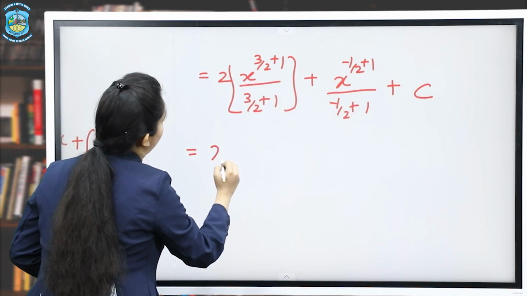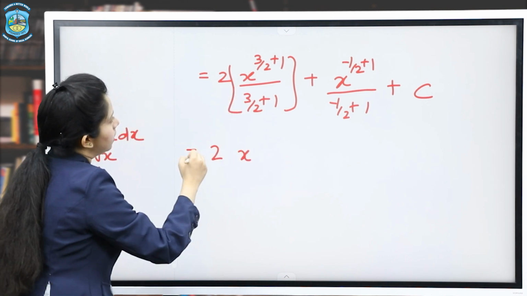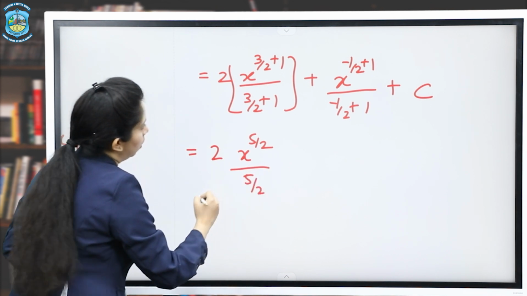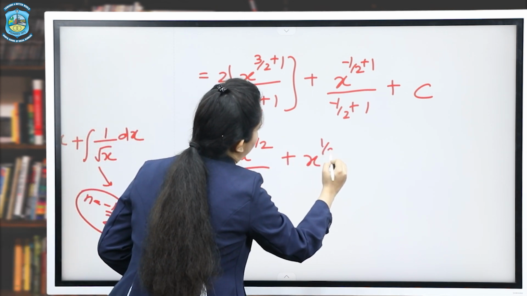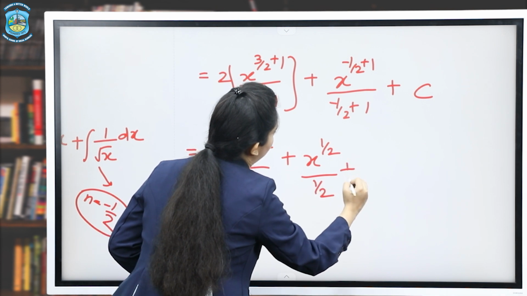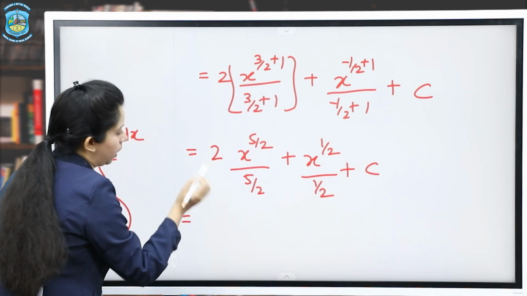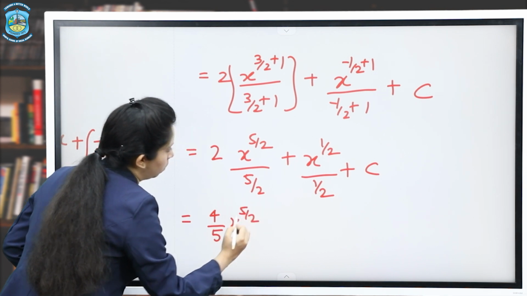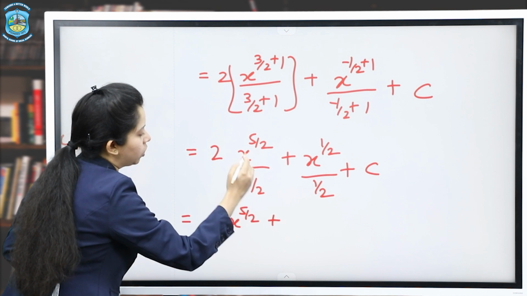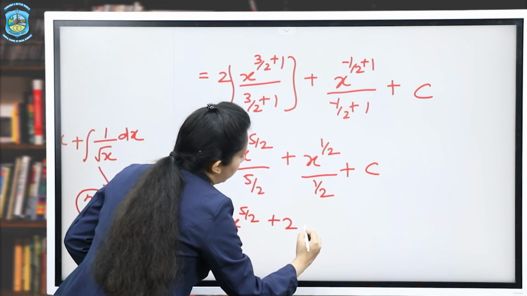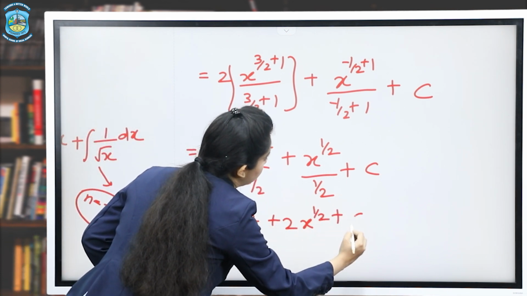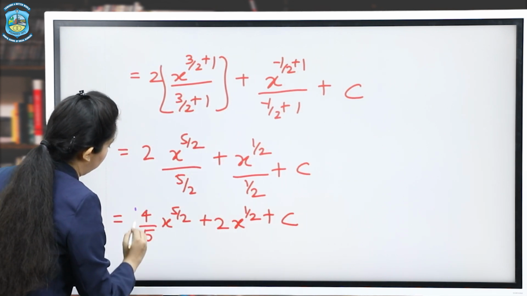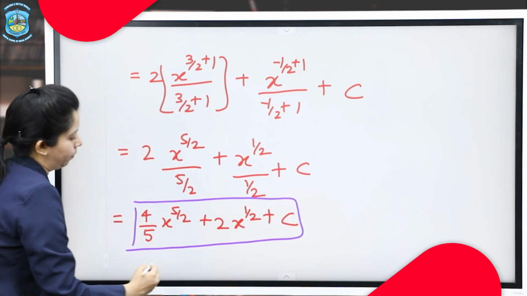So that is equal to twice of, we will take the LCM and add the powers, so we will get 3 plus 2 is 5 by 2, x raised to the power 5 by 2 divided by 5 by 2, plus x raised to the power 1 by 2 divided by 1 by 2, which can be shifted to the numerator. So that will become 4 by 5 x raised to the power 5 by 2, plus this 1 by 2 will shift to the numerator and we will get 2 x raised to the power 1 by 2, plus c. So this is the final value of the integral.